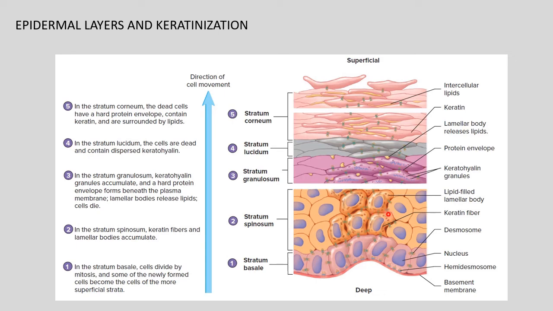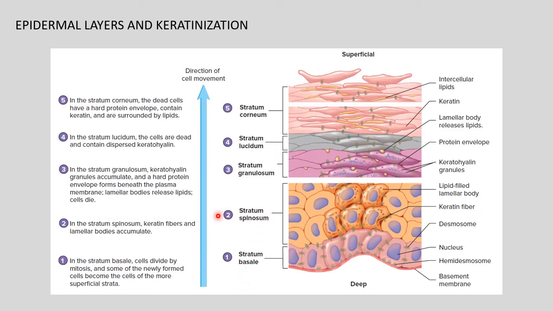and they also accumulate, these are the keratin fibers. They add more keratin fibers, and they also add more of these lipid-filled, membrane-bound organelles. You call these your lamellar bodies, okay? And all of these form inside your cells.